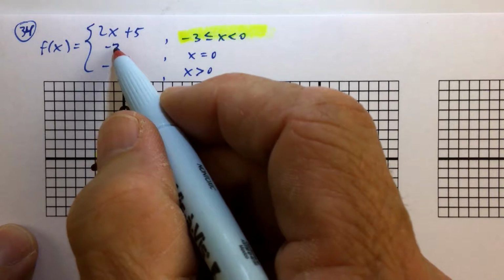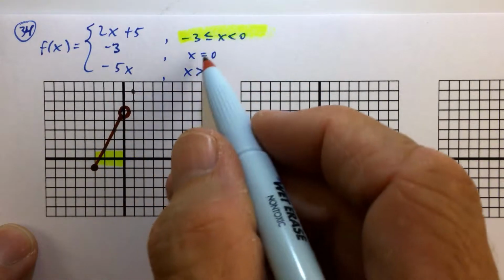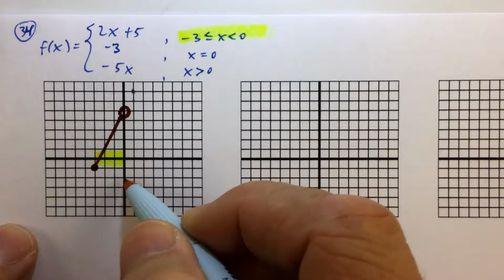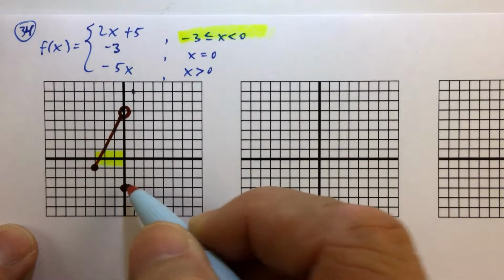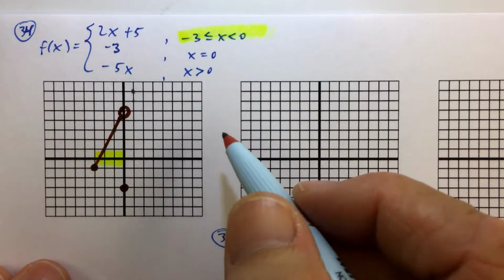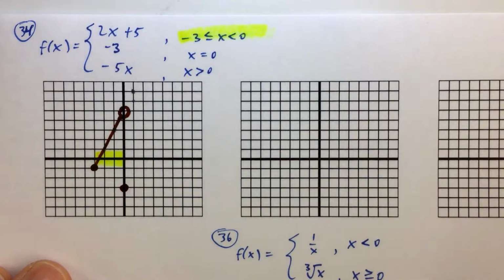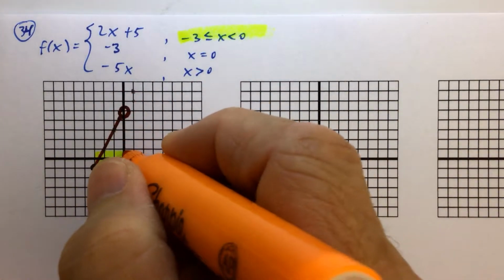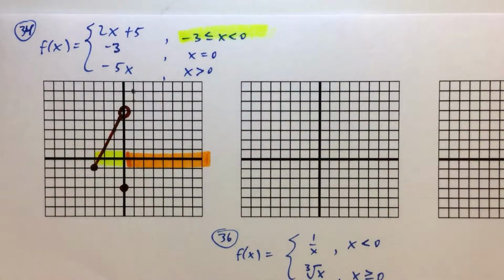The y value for the second piece is -3, and that's when x is equal to 0. So when x is equal to 0, we have a y value of -3. That's just a dot. And then the third piece would be where x is greater than 0. So x is greater than 0 is everything over there to the right.